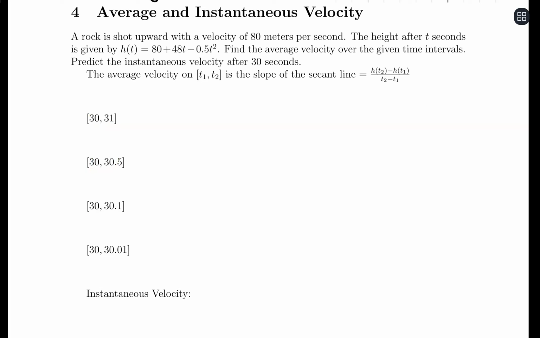In terms of the graph, if we have our coordinate at 30, we're looking at the average rate of change, or that secant line, but then we're getting closer and closer to x equals 30, and that's going to approach creating the tangent line. With that, we can predict the instantaneous velocity after 30 seconds. So let's look at the average rate of change for these scenarios.